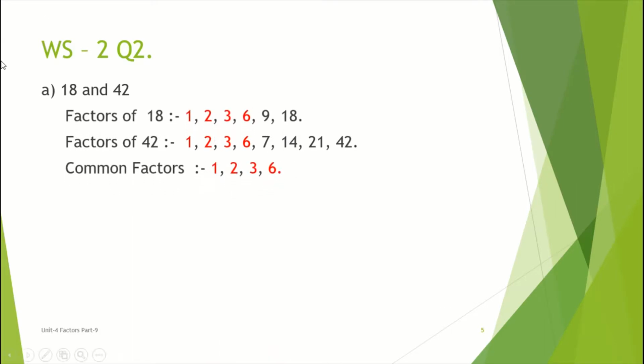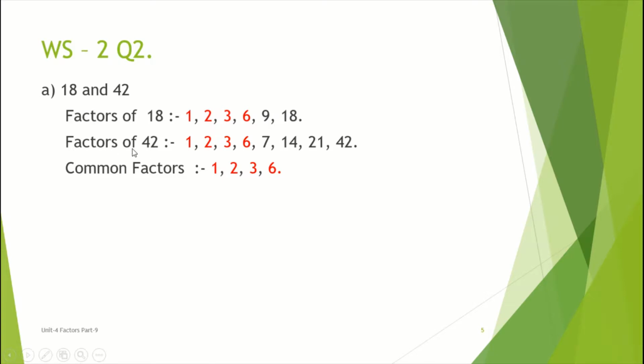So scholars, see what the steps are. First of all, we will find factors of 18. In the next step, we'll find factors of 42, and then we will find common factors of 18 and 42. So see, here we have factors of 18. What are the factors of 18? 1, 2, 3, 6, 9 and 18. These are the factors of 18.